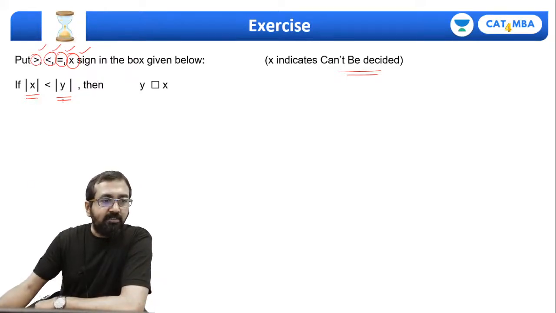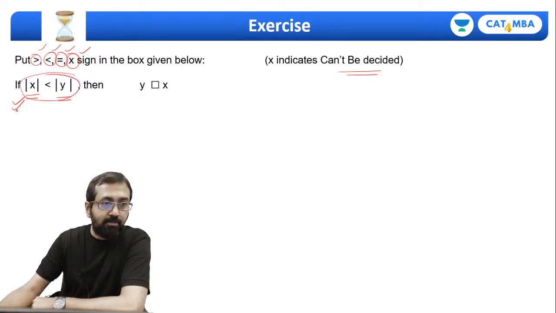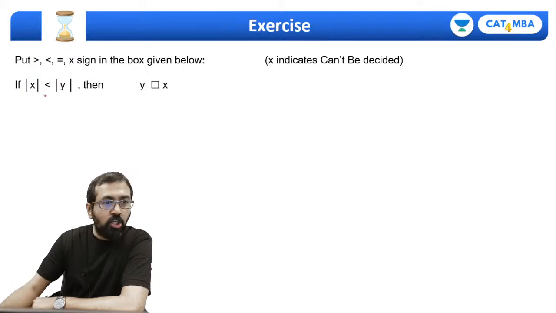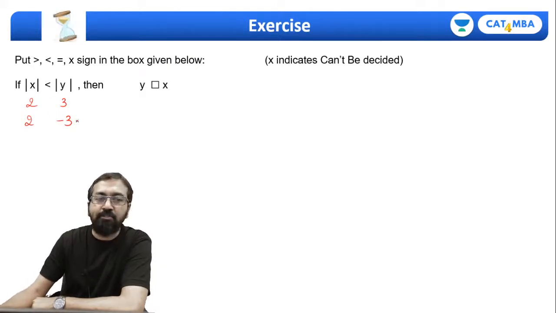So let me take some values. I need to take values of x and y which satisfy this relationship. So that's the key. What values of x and y can I take? I can take x as 2 and y as 3, or I can take x as 2 and y as -3 also. So in all these situations, your mod x will be less than mod y, right?